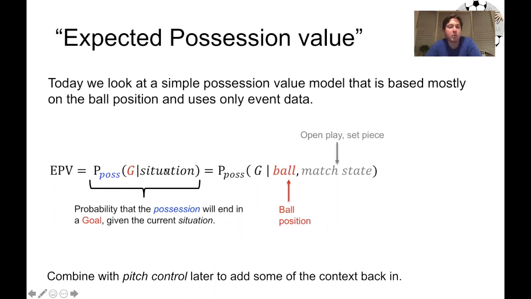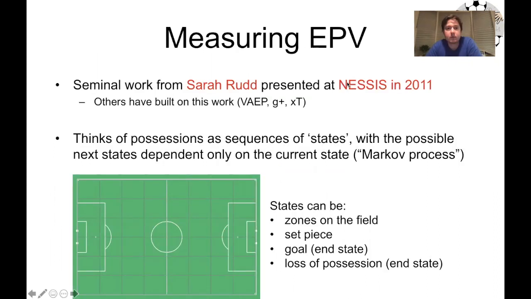So in this model, the probability of a possession developing into a goal is really just dependent on the ball position and doesn't take into account the positions of the players at all. But what we're going to do later on is combine this simple model with pitch control to add some of that context back in when assessing passing options for a player on the ball. But this model doesn't require any tracking data itself. It can be developed and calibrated entirely using event data.